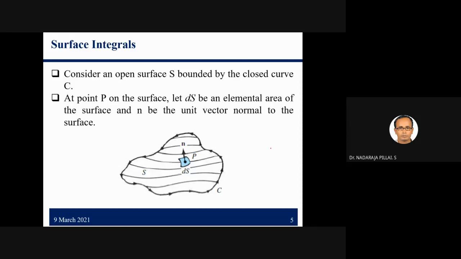Then let us talk about the surface integral. This is an open surface, and it is bounded by a closed curve C. Any fluid element, if you consider at a time t, and there is a flow of fluid, then at a time t plus delta t the fluid shape may change. We will discuss all those things, but before that we need to understand this. So at point P on the surface, let ds be the elemental area.